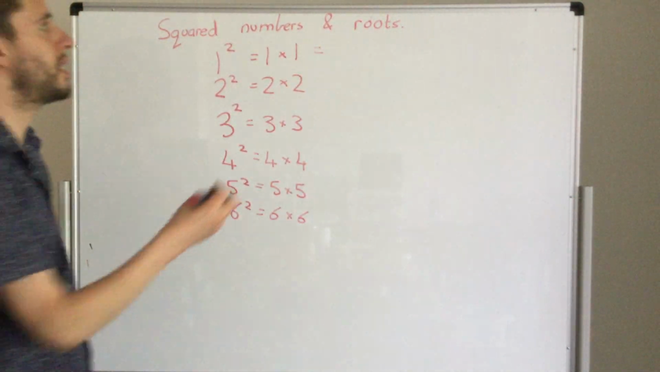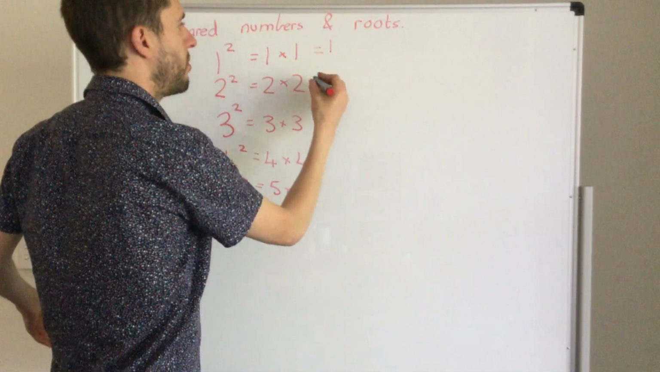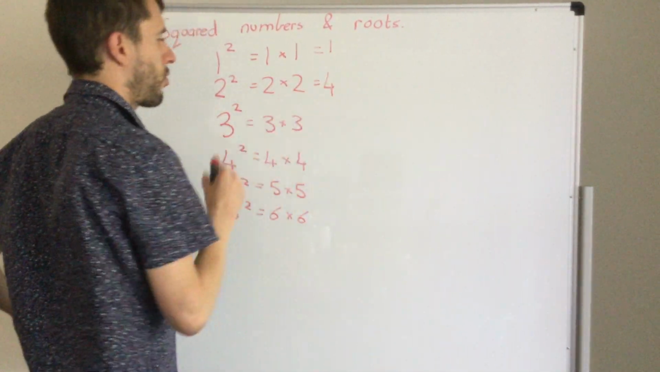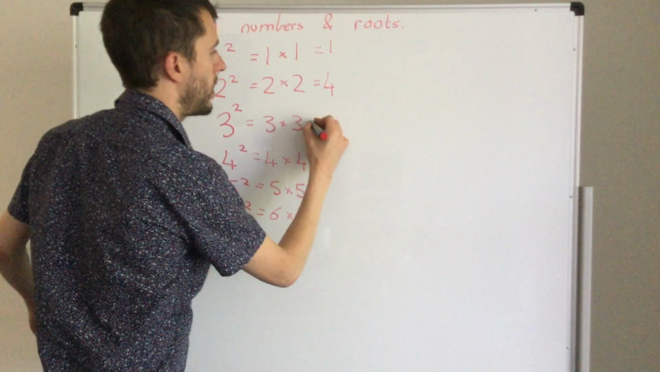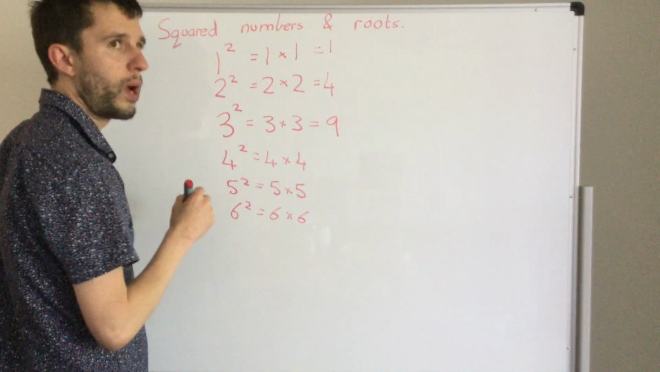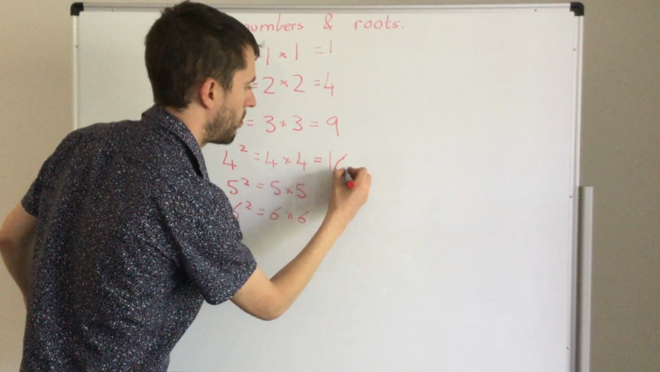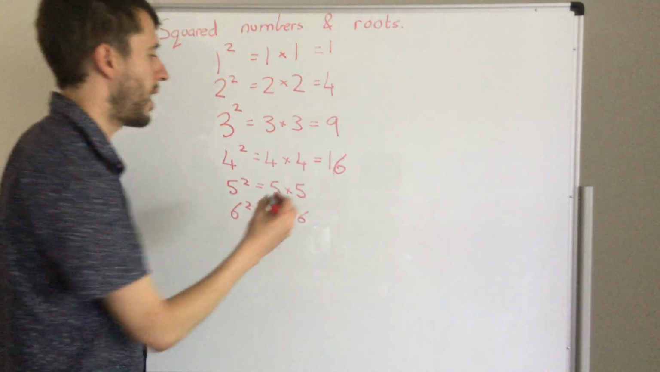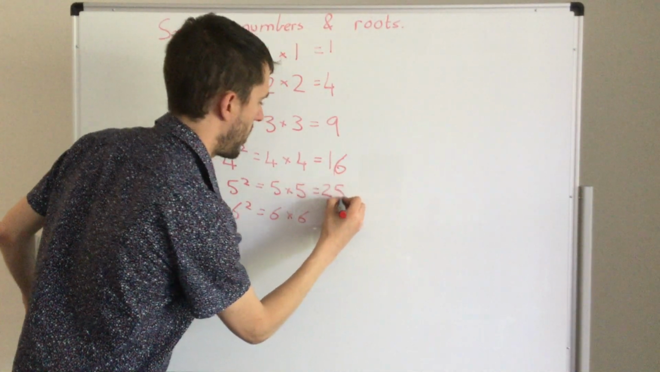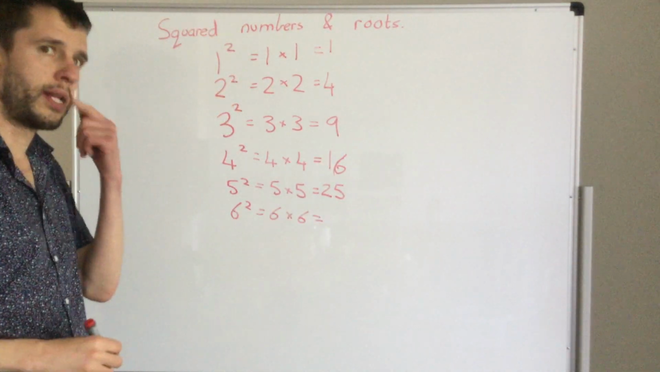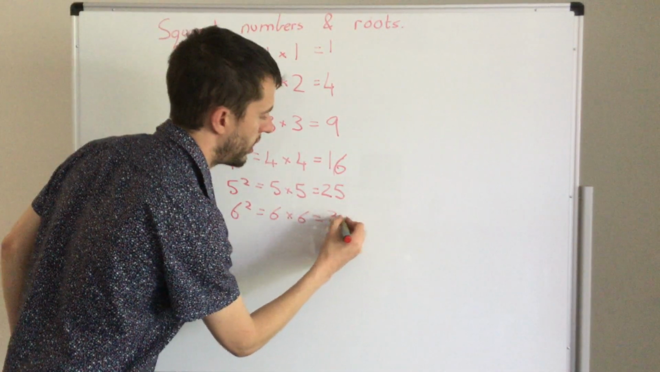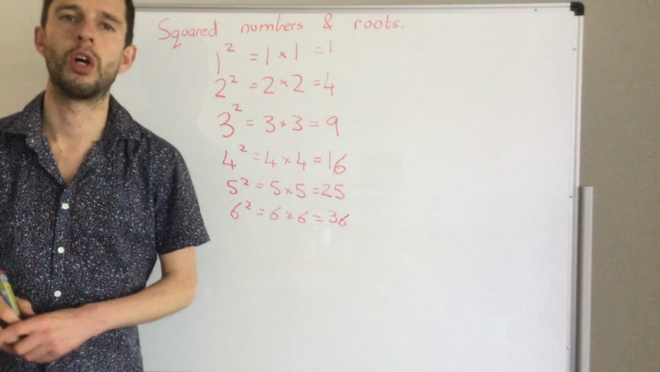So we can solve all of our squared numbers. 1 times 1 is 1. 2 times 2 equals 4. 3 times 3 is 9. 4 squared is 16. 5 squared equals 25. And 6 squared, 6 times 6 equals 36. And I can keep on going.